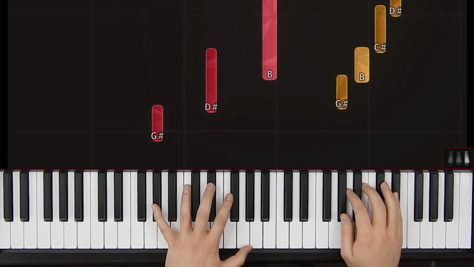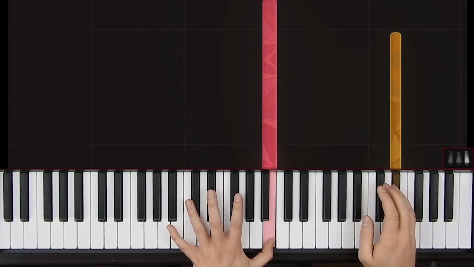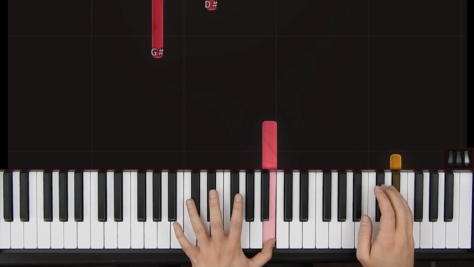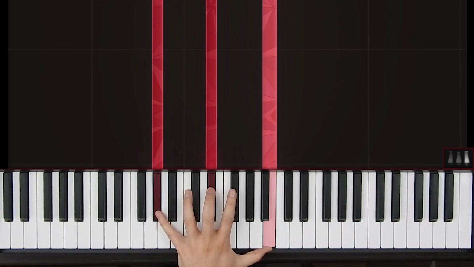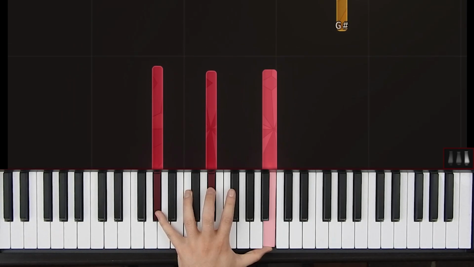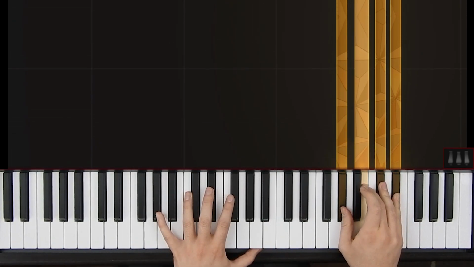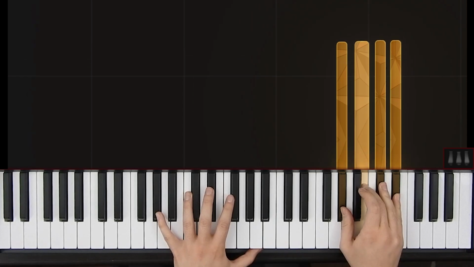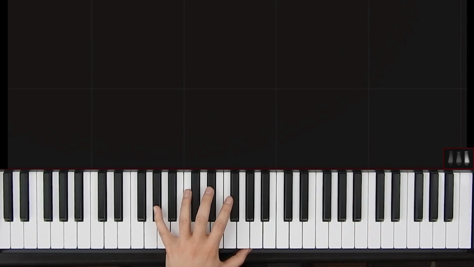So cheerful. Okay, so that's the first little section. In the left hand we have this: 5, 3, and 1. In the right hand we have 1, 3, 4, 5.